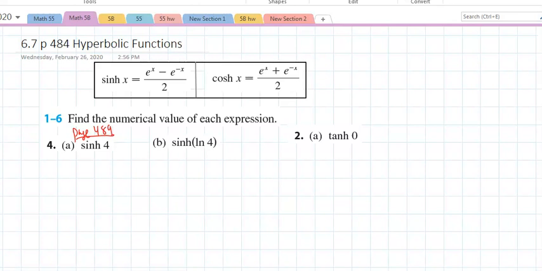Section 6.7 talks about page 484, hyperbolic functions. I'm just going to cover a brief piece that we need for differential equations and 5c. So, it looks like trig. Hyperbolic sine of x is e to the x minus e to the minus x divided by 2, and hyperbolic cosine is e to the x plus e to the minus x divided by 2. That's all you need to remember.